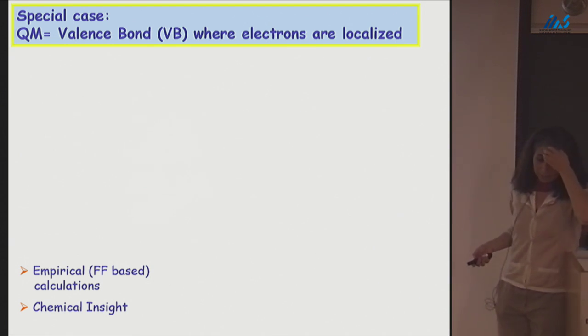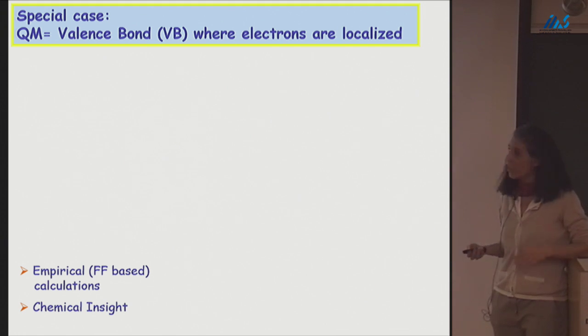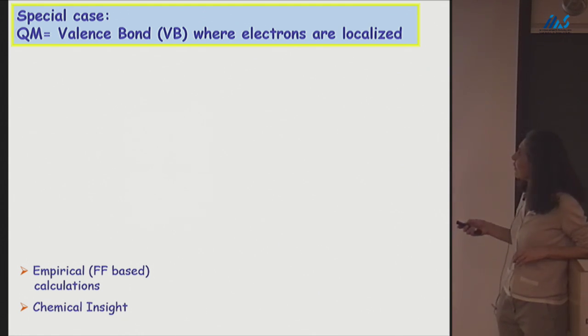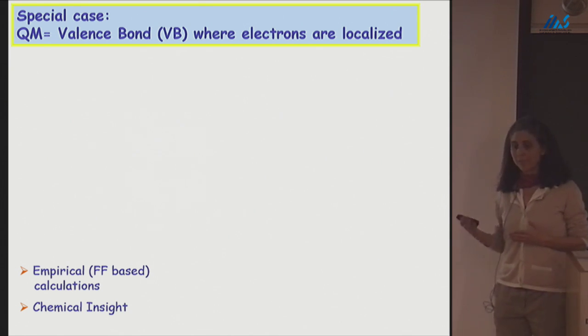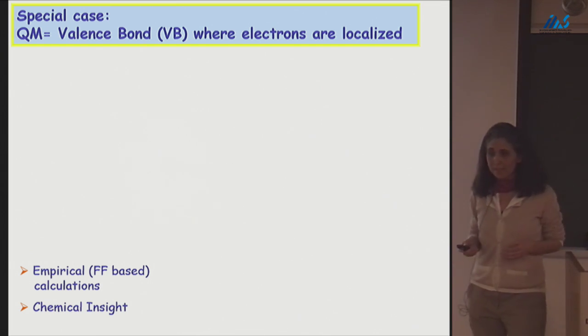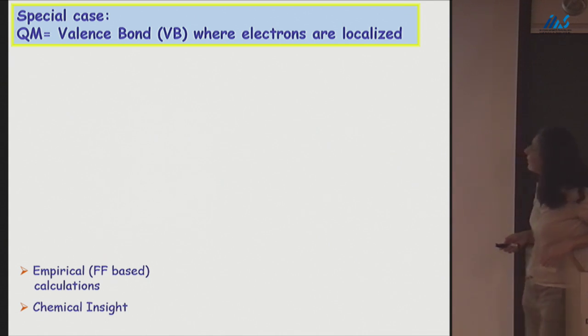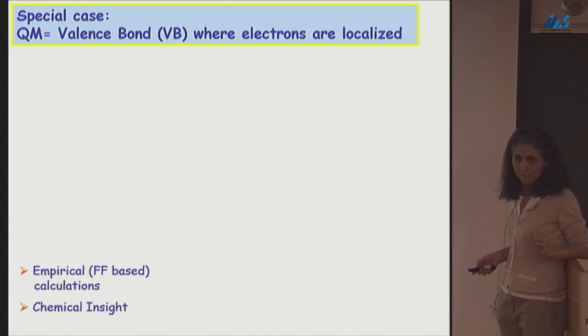Okay, so as I said, there are many different methods in QM/MM where the QM part is changing, and in my lecture I will talk about the special case where the QM part is based on valence bond. So what is valence bond? In valence bond, we actually localize the electrons. Unlike, for example, molecular orbitals or density functional, where the electrons are spread all over the molecule, in valence bond we actually know where the electrons are. And so the advantage of such a method is that, first of all, you can build a QM/MM approach.